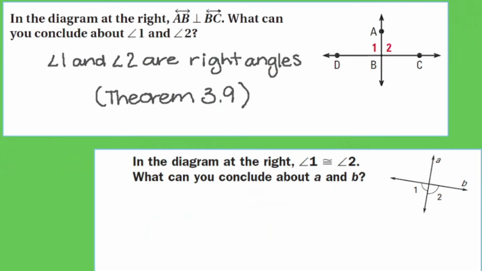Next one, in the diagram at the right, angle 1 is congruent to angle 2, and we can see from the picture that those are a linear pair. What can we conclude about A and B, those lines? Well, the setup looks just like the picture from Theorem 3.8. If two lines intersect to form a linear pair of congruent angles, then what can we conclude? The lines are perpendicular. Line A is perpendicular to line B, and that was using Theorem 3.8.